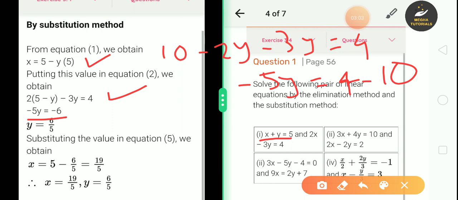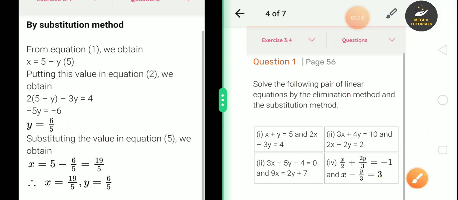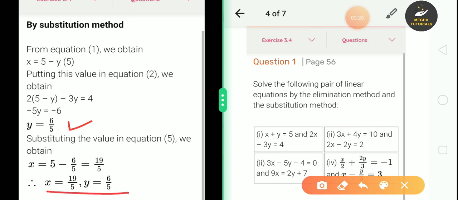Then using transposition, we get y is equal to minus 6 upon minus 5. The minus signs cancel, and we get y is equal to 6 upon 5. Put this value in equation 5. So 5 minus 6 upon 5, that is 19 upon 5. So the values of x and y are 19 upon 5 and 6 upon 5.